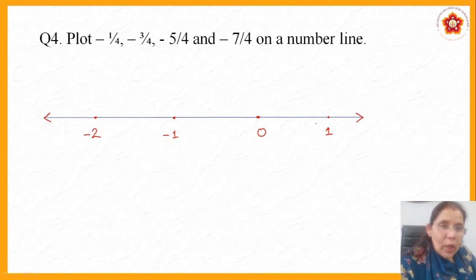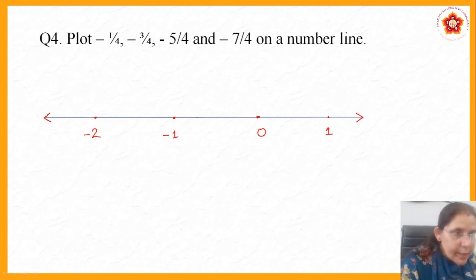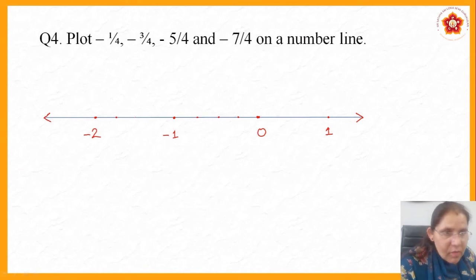Now in all these rational numbers, in the denominator we have 4. That means we have to divide the line between point 0 and -1 into 4 equal parts. Now for dividing it into 4 equal parts, we have to mark 3 points. Let's try to mark equidistant 3 points. Same way, 3 points here.